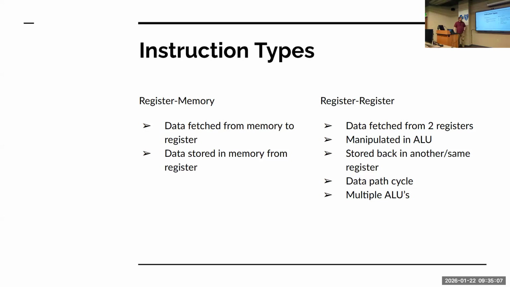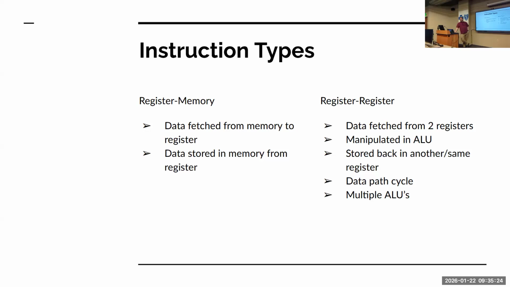So those are usually separate instructions than our register-to-register instructions. Those usually fetch data from a couple of registers, manipulate it with the ALU, and then store it back again into the register. And that gives us a cycle of the data.